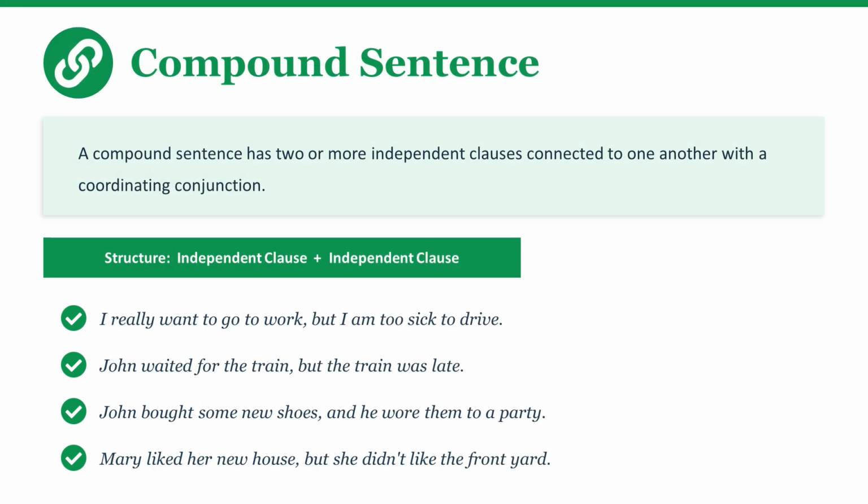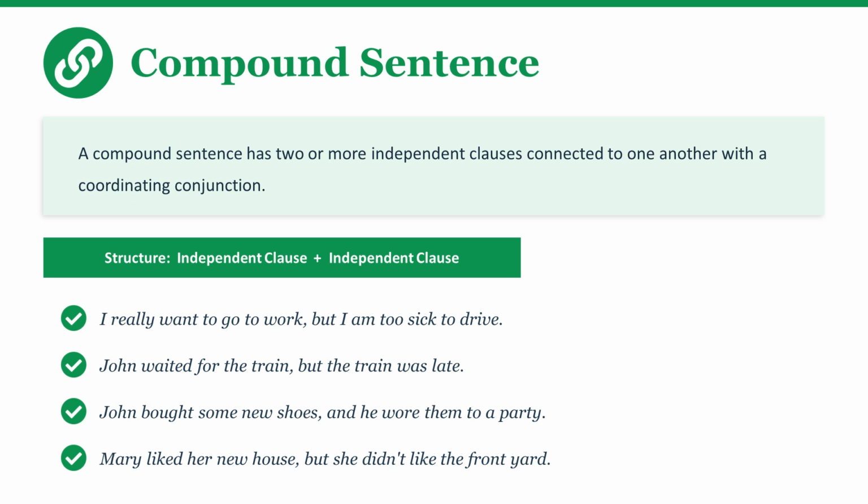Next we have the compound sentence. A compound sentence contains 2 or more independent clauses, and these clauses are joined together using a coordinating conjunction. Coordinating conjunctions include words like and, but, or, so, and yet. Here are some examples. I really want to go to work, but I am too sick to drive. In this sentence, there are 2 independent clauses connected by the word but.